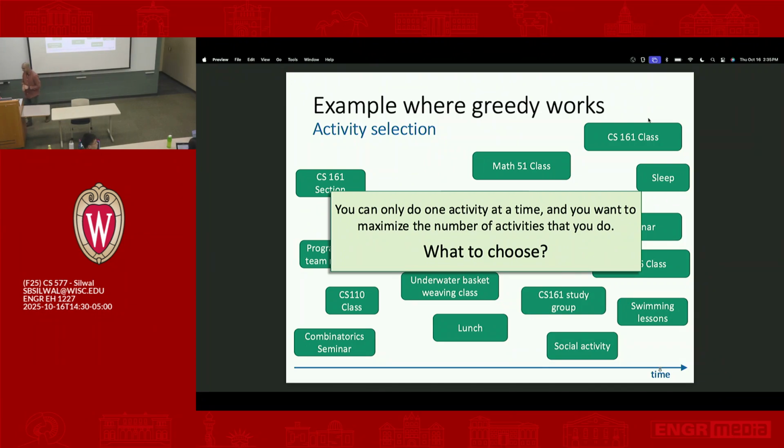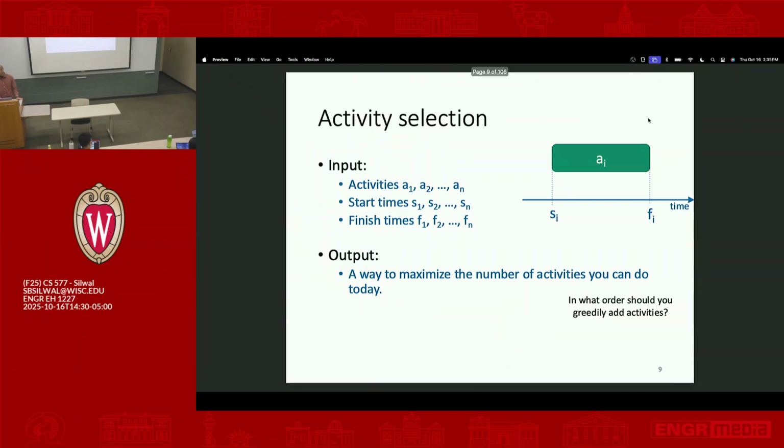Okay, so that's the problem. All right, so to be more formal, I have a bunch of activities. They both have a start time and a finish time. And like I said, the goal is to pick the maximum number of activities that don't intersect between the start and finish time.